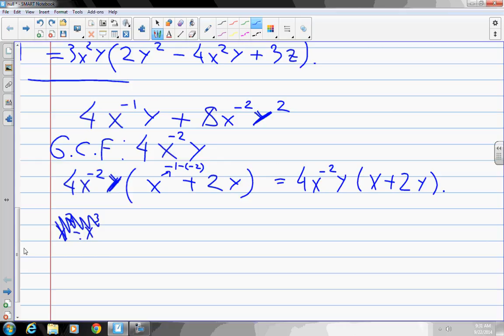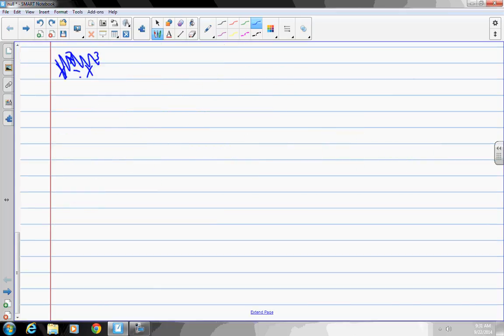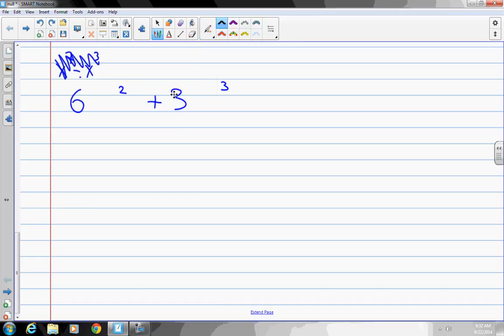Is that good? Okay. Let's try this problem. 6, I'm going to leave a little space, squared, plus, what's a good number? I don't care. 3, I'm going to leave a little space, cubed. And where the space was, I'm just going to put little smiley faces. All right. That's a problem. I want to try to factor that.